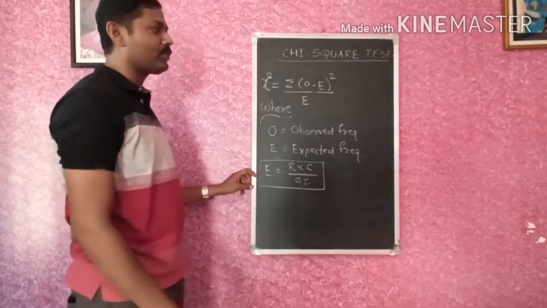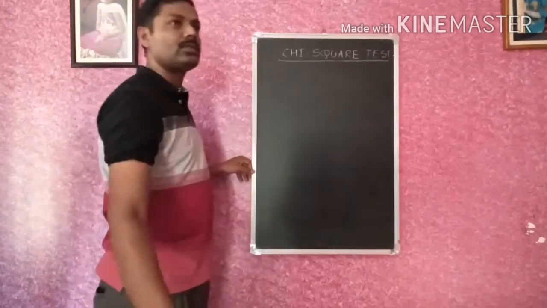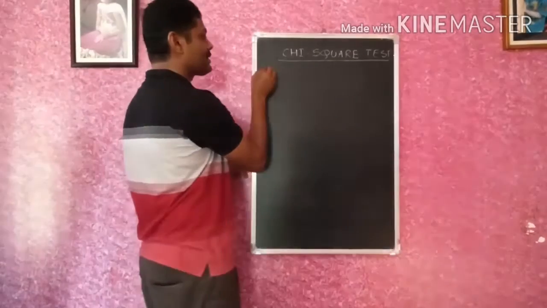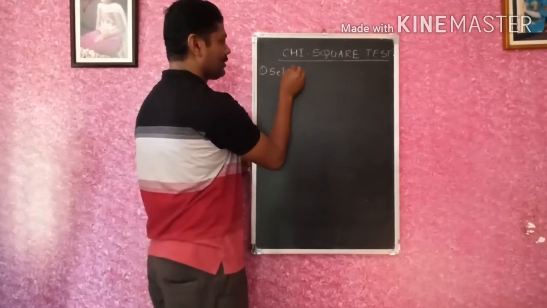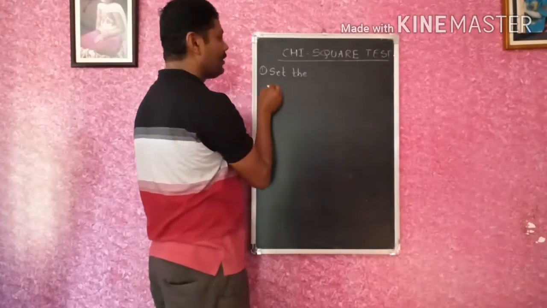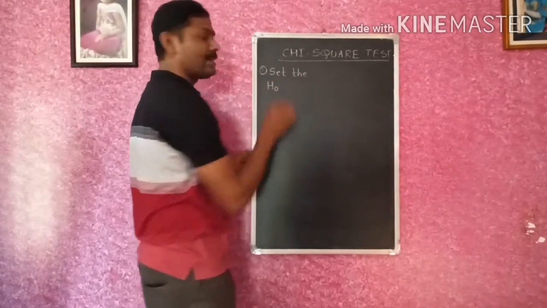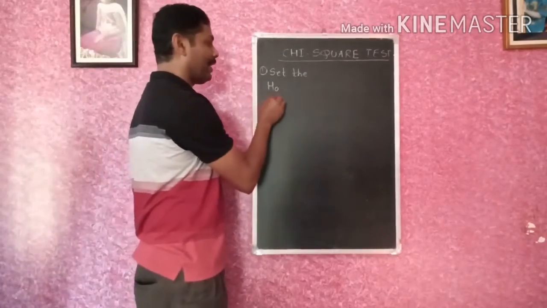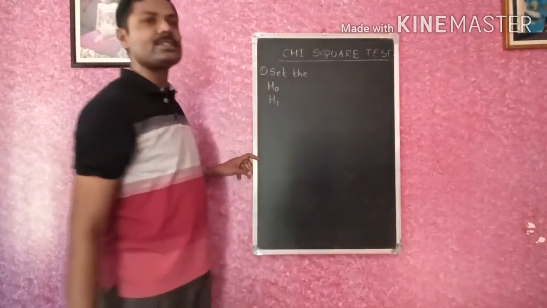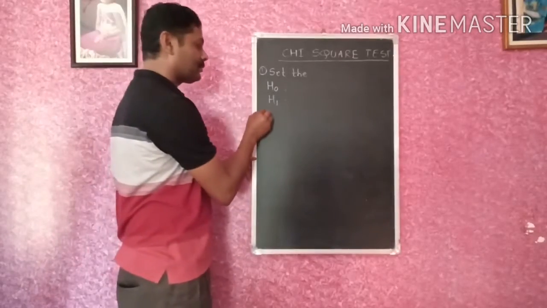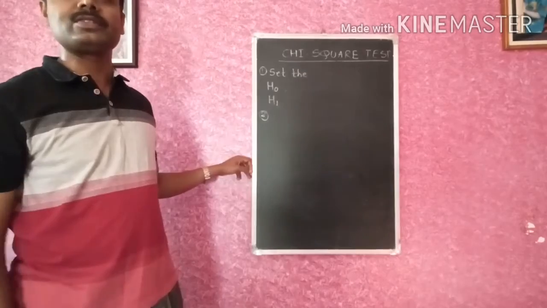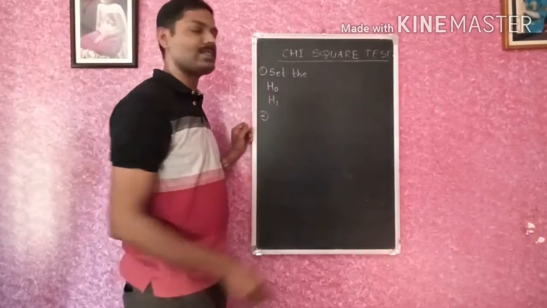For calculation of the chi-square test, we need to follow the following procedure. First, set the null hypothesis, denoted by H0, and the alternative hypothesis, denoted by H1. This is the first step. Then second, calculate the expected frequencies by using the observed frequencies.